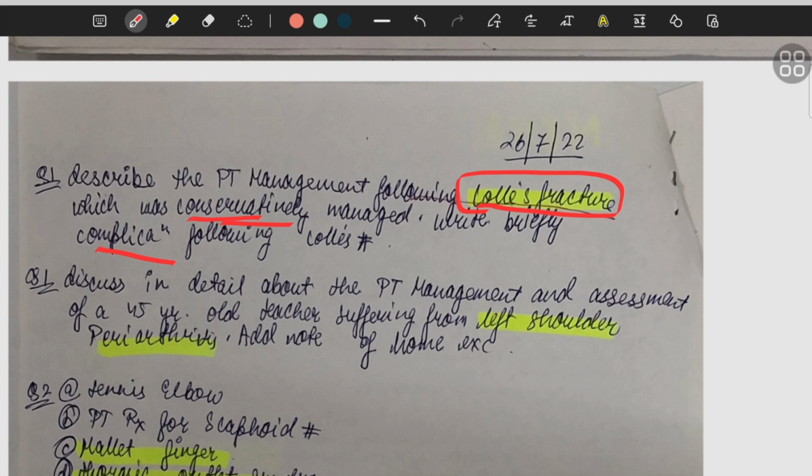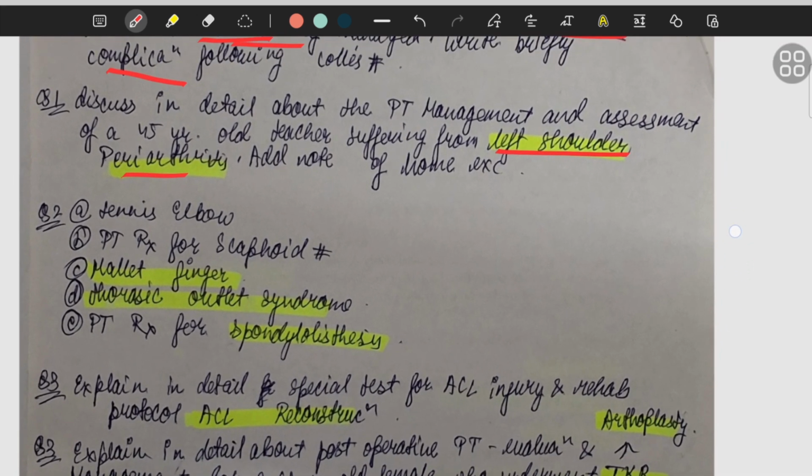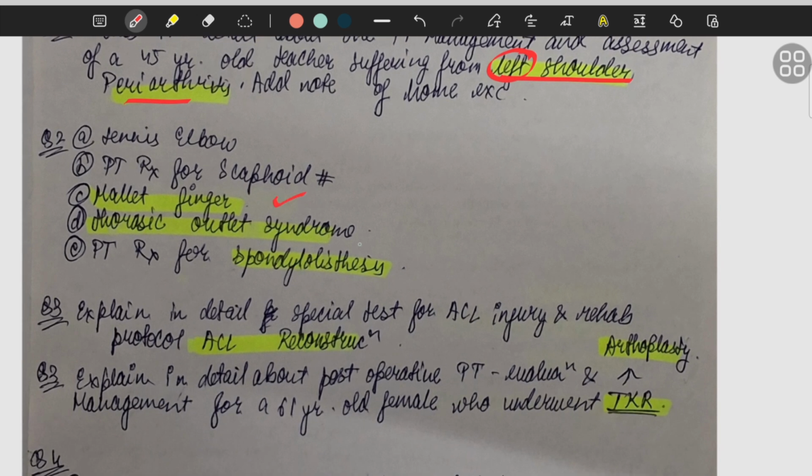I am also giving you a brief review of how they can ask you the questions and in which pattern. Then again over here you can see the left shoulder periarthritis. In the previous question paper it was right and over here it is left. Then mallet finger, thoracic outlet syndrome, spondylolisthesis. Then guys, do not get confused between losis, lysis and listhesis. Do remember the difference of all these three.